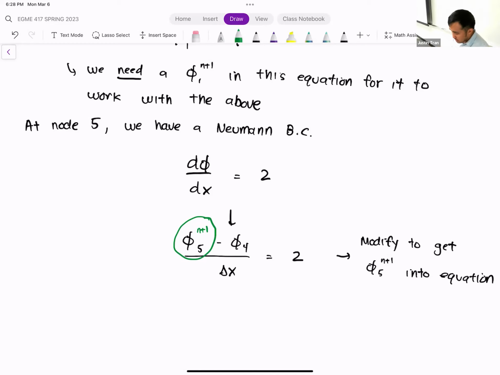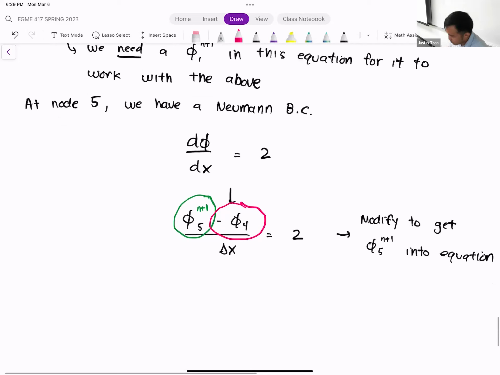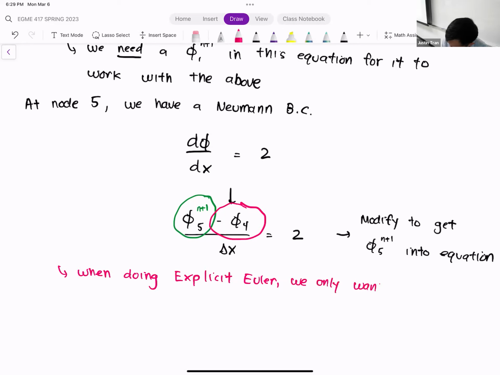So I think that part kind of makes sense. Okay, so then the question is, what do we do with phi 4 here, right? So we already have our phi 5 n plus 1, right? We actually only need 1, and actually we only want 1 n plus 1 term when we're doing explicit Euler. Okay. Because if you have multiple n plus 1 terms, it actually makes it a lot more difficult to solve. And that actually gets us into our second method, which we'll cover next week, which is implicit Euler. Okay.